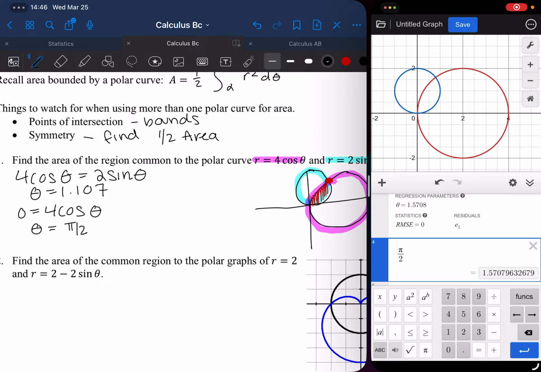Okay, and then the next one, setting the other one equal to 0. So 0 is equal to sine of theta. And then since this is sine of 0, theta equals 0.